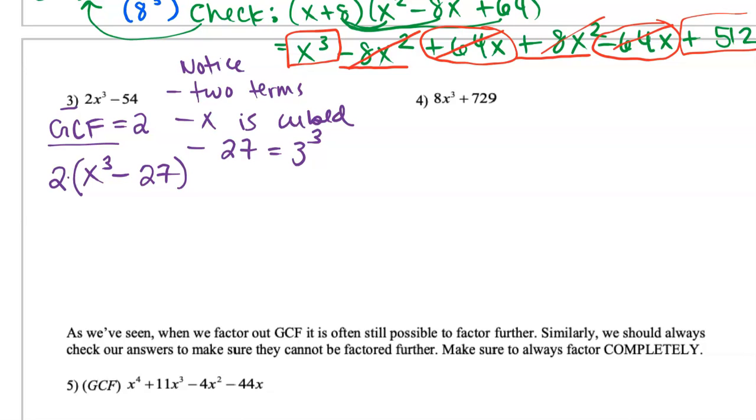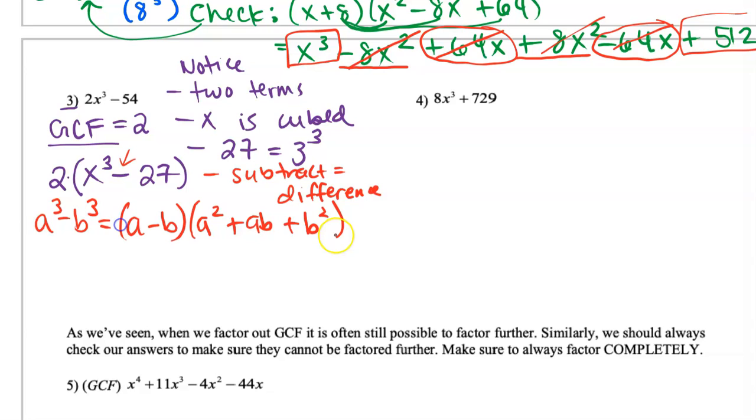So this is a difference of cubes, right? We're subtracting, so notice that it's subtraction, which is a difference of cubes. So I'm going to use this formula, the a cubed minus b cubed formula. Okay, now in this scenario, it's x cubed. So again, a is x, and it's 3 cubed, right? 27 is 3 cubed, so b is 3, right? It's x cubed minus 3 cubed, 27.